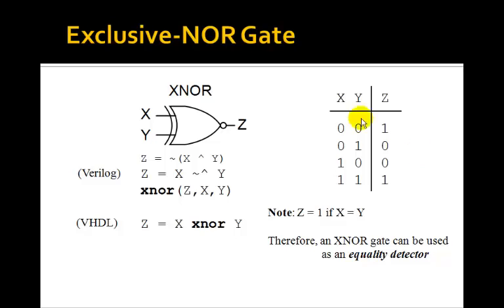Looking at the truth table again, notice that the output Z is 1 if X and Y are both 0 or both 1. That is, if X is equal to Y. Therefore, we can use an XNOR gate to be an equality detector to detect when the two inputs are equal.